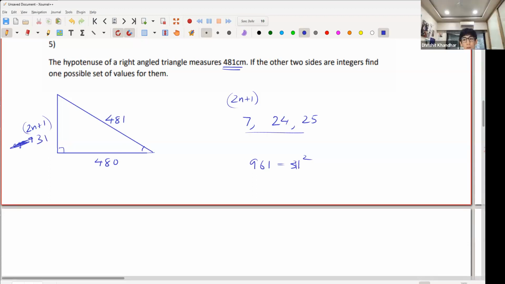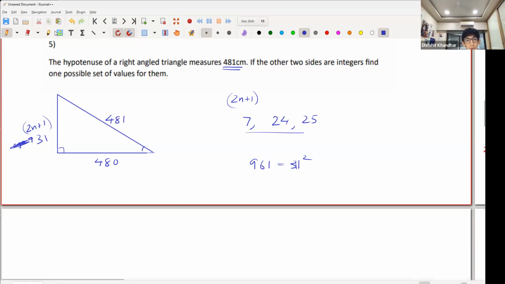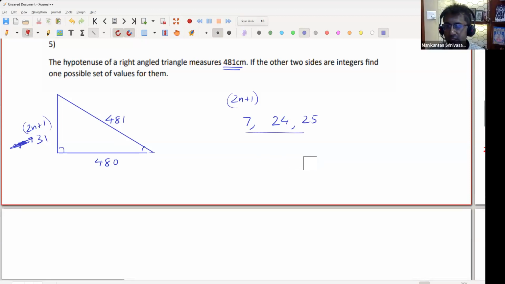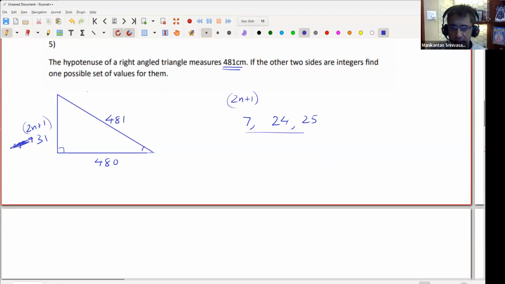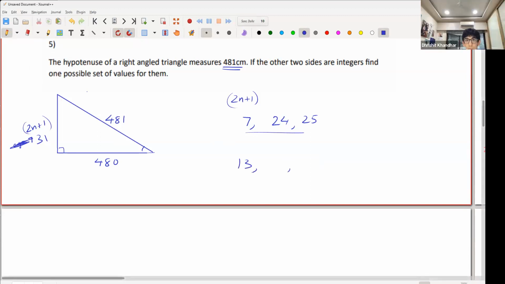I'm confused as to how you got the 7, 24, 25. I know that's a triplet, but how do you relate that to the question? Did you watch the recording from last class, Drishit? Yes. The Pythagorean triplets towards the end. Yeah. Okay, so can you tell me a triplet which starts with 13? Wait.